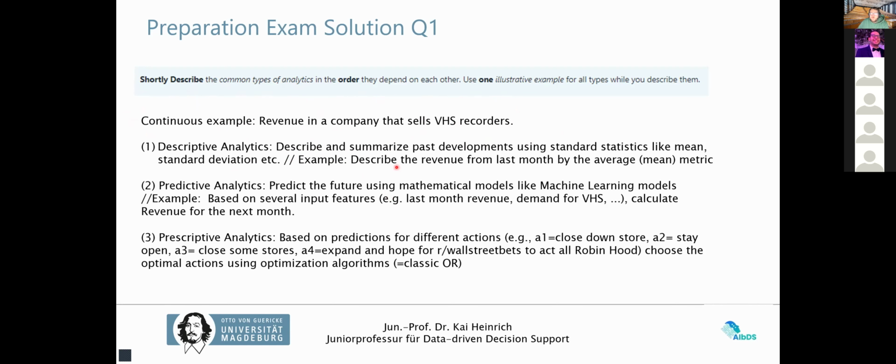Example, but it has to be an example. Like you don't forget the example, and then it's the same predictive analytics. And then in the example, what would be predictive analytics, prescriptive analytics, what is predictive prescriptive analytics, and then choose the optimal actions, optimizing algorithm, and stuff like this. Okay.